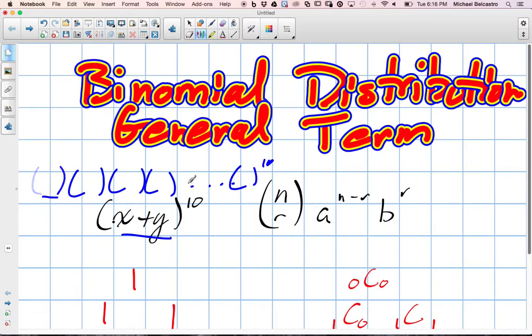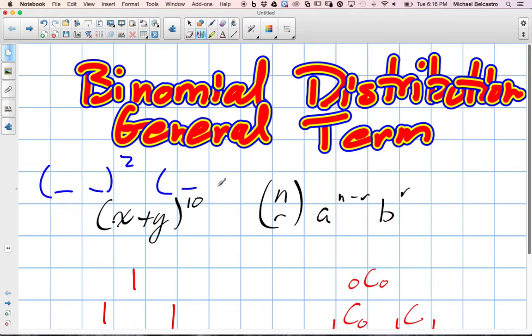Okay, this is a very, very long process, FOIL, all that stuff. Another way we could use is a formula, and this formula will help us, especially if they're asking for a specific term, because when you expand a normal binomial just to the power of 2, you start with two values and you end up with a trinomial. So if we have 10, there's probably going to be 11 terms in our total expansion, and let's say they ask us what the fifth term is.